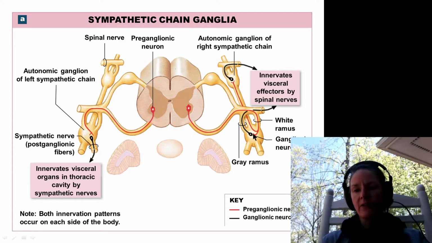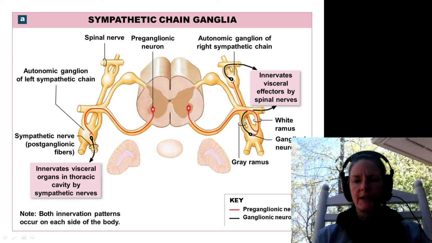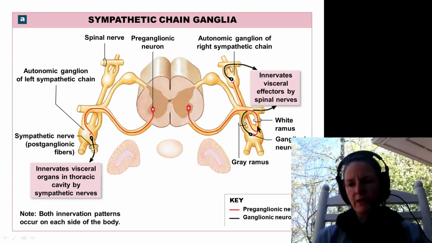So we have an axon that's synapsing within the adjacent chain ganglia, but notice how some of these axons send collaterals to other ganglia within the sympathetic chain.